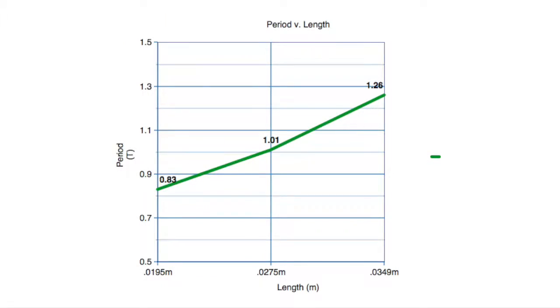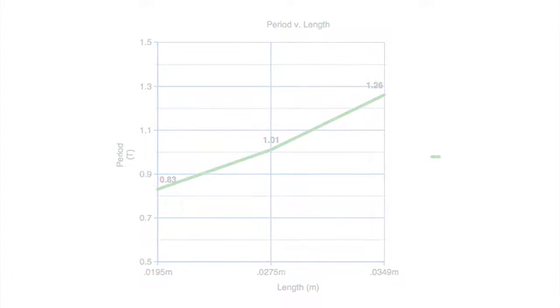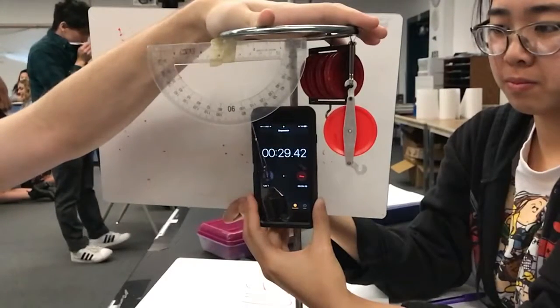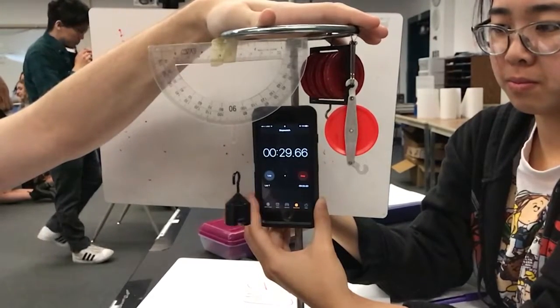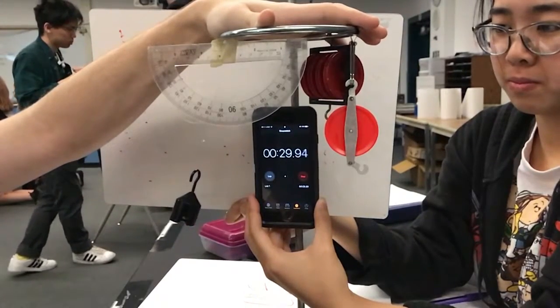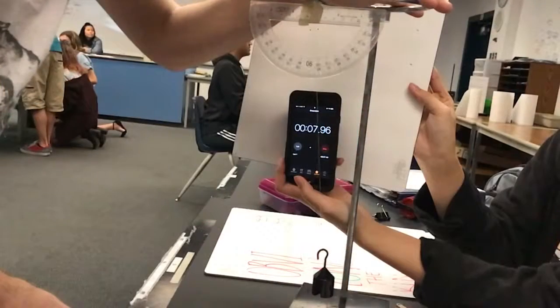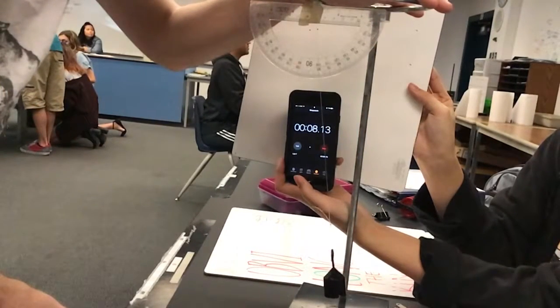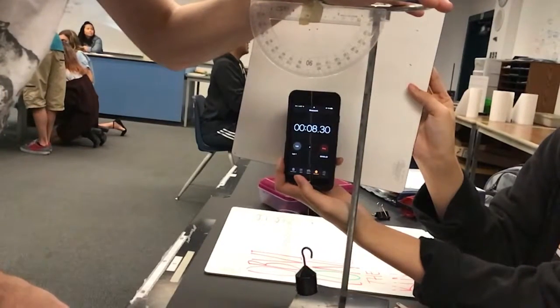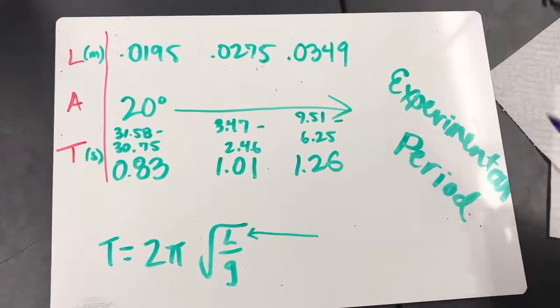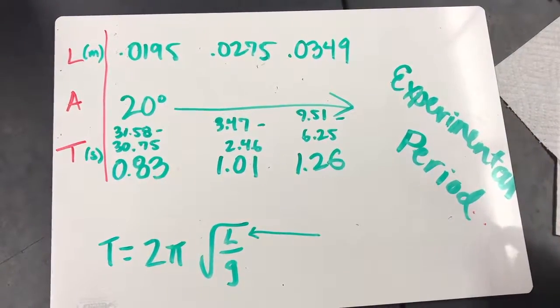This graph shows the relationship between period and the length of the string. As length increases, period also increases. Therefore, period is dependent on the length.